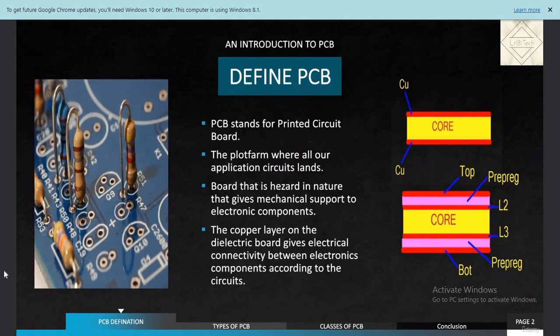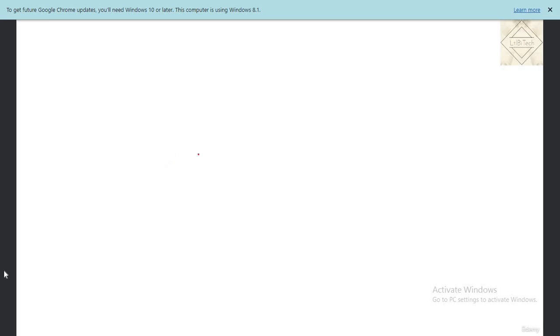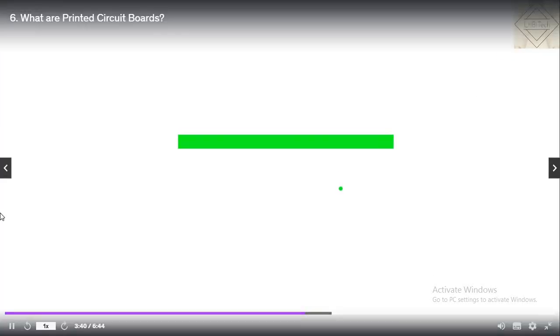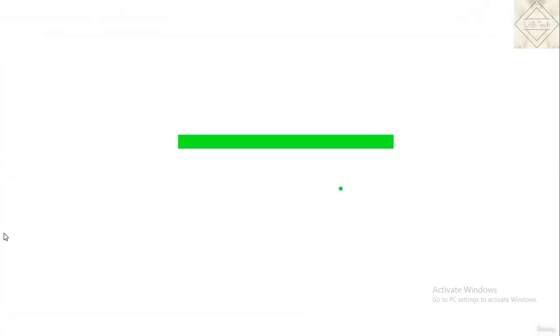So we will understand a bit more about the PCB. Let me just draw it here. This is the dielectric material, which is hard in nature and a non-conductor. Dielectric means it is a non-conductor. So if you want to place a component on top of the PCB or the bottom of the PCB, yes, we can.